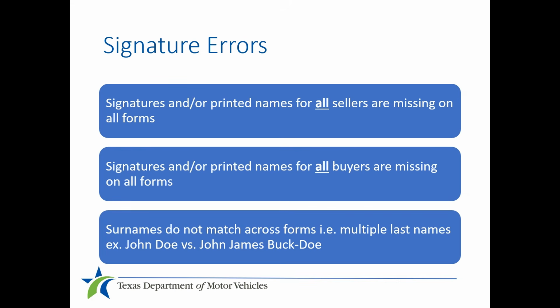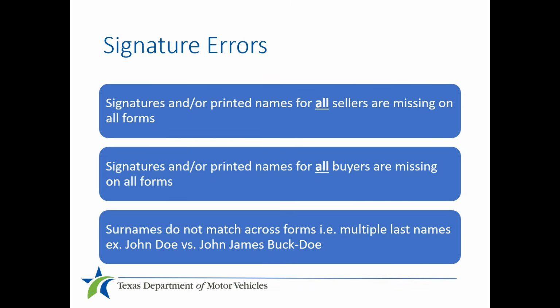One common issue is missing signatures or printed names from buyers or sellers. It is important to remember that when using a power of attorney, a signature and printed name is still required for each individual buyer or seller. A POA cannot simply sign once for multiple parties. Another common issue happens when all buyers have not signed the required documents. For example, a parent may want to surprise their child with a vehicle and add them as an owner. However, the dealership cannot add that child to the title without the child's signature and identification.